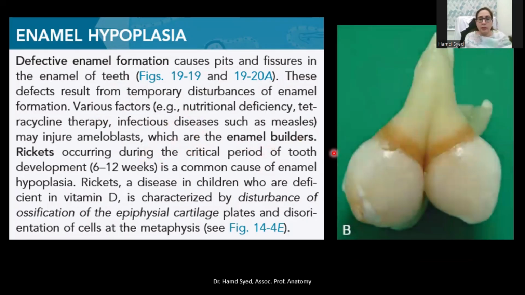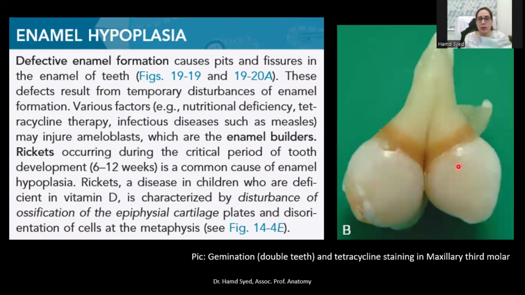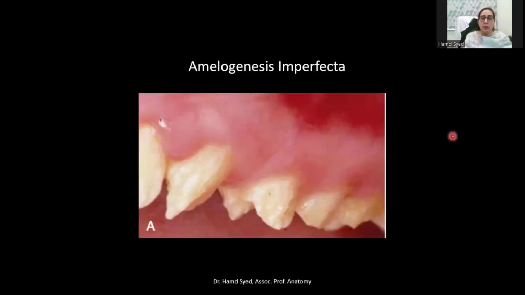So over here, we can see that this is a tetracycline stained tooth, and this is showing you also gemination, that is the double teeth. Rickets, which is a deficiency of vitamin D, can also disturb the enamel formation. Here you can see the malformation of enamel in this condition, which is known as amelogenesis imperfecta. So you can see the pits and fissures in enamel.